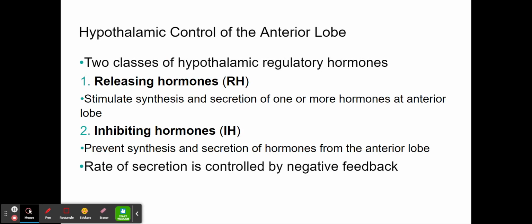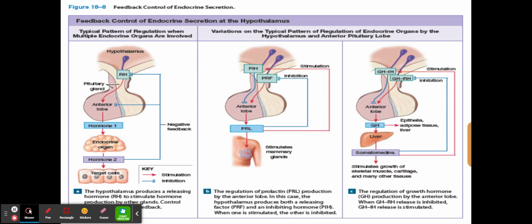2 classes of hypothalamic regulatory hormones exist: releasing hormones and inhibiting hormones. A releasing hormone, or RH, stimulates the synthesis and secretion of one or more hormones at the anterior lobe. In contrast, an inhibiting hormone prevents the synthesis and secretion of hormones from the anterior lobe. Releasing hormones, inhibiting hormones, or some combination of the two may control an endocrine cell in the anterior lobe. The regulatory hormones released at the hypothalamus travel directly to the anterior lobe by the hypophyseal portal system.